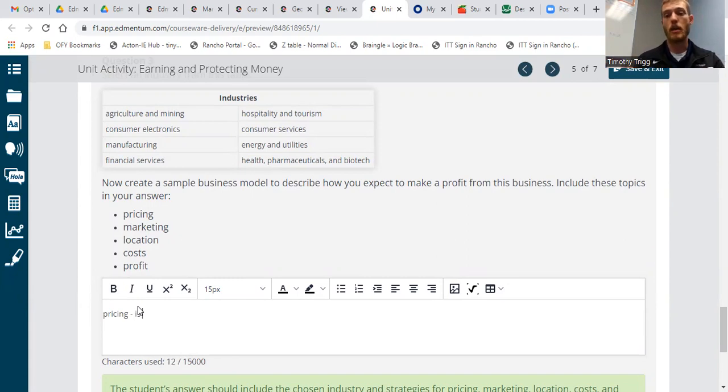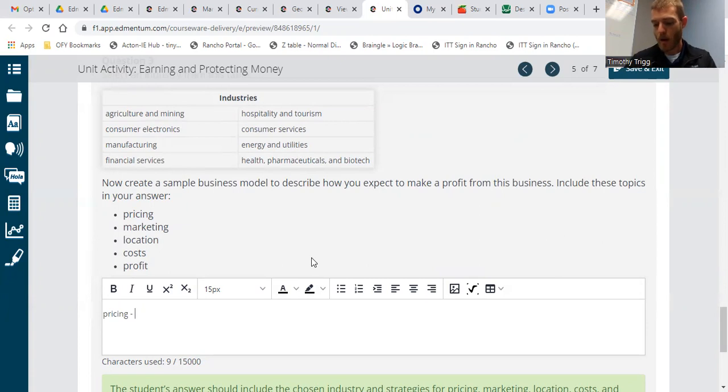So basically you need to come up with whether or not you're going to do it expensive and high quality, or cheaper and lower quality, but perhaps faster. So pricing. For example, if you wanted to do consumer electronics, you could say that we're offering cell phone accessories for reasonable prices, and trying to undercut places like Apple and other places that sell expensive.